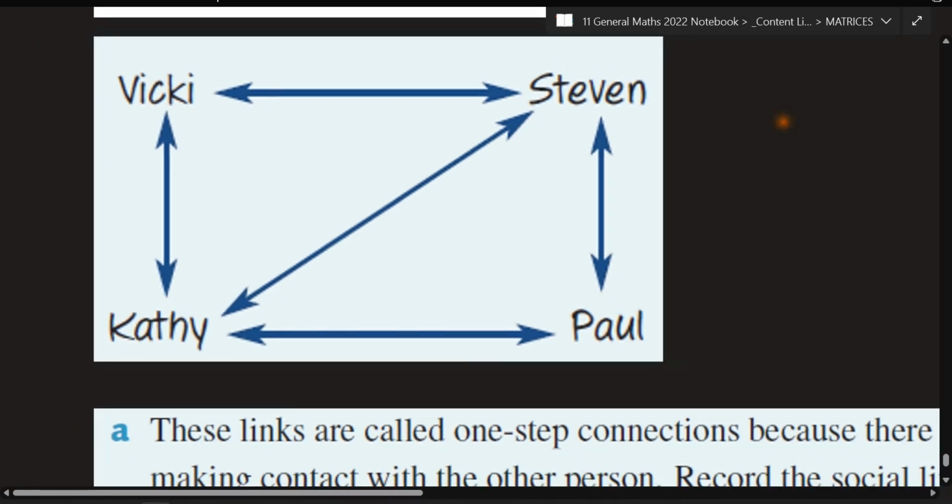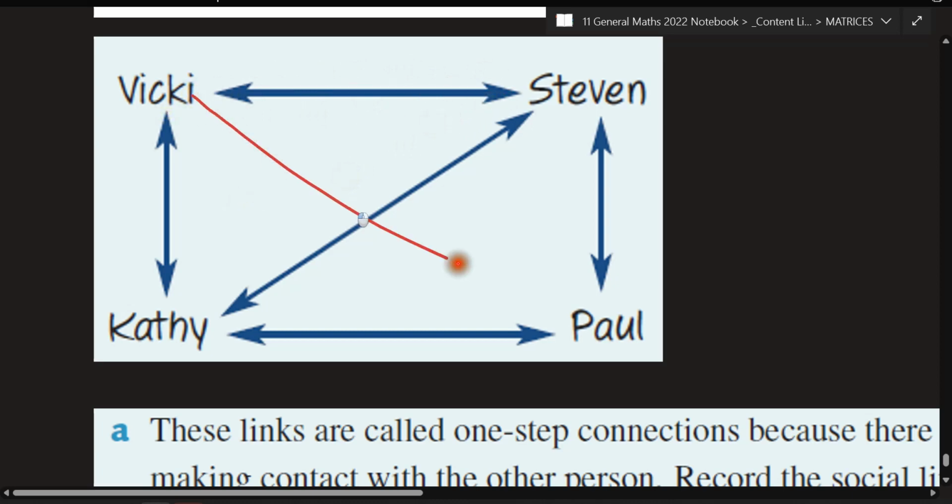So these links that you see here are basically links of how they communicate to one another. For example, Vicky can communicate with Stephen, and Stephen can communicate with Vicky. Because there's one direct connection, they only need to communicate to each other in one way or one step. So it only takes them one step to go from one person to the other between Vicky and Stephen.